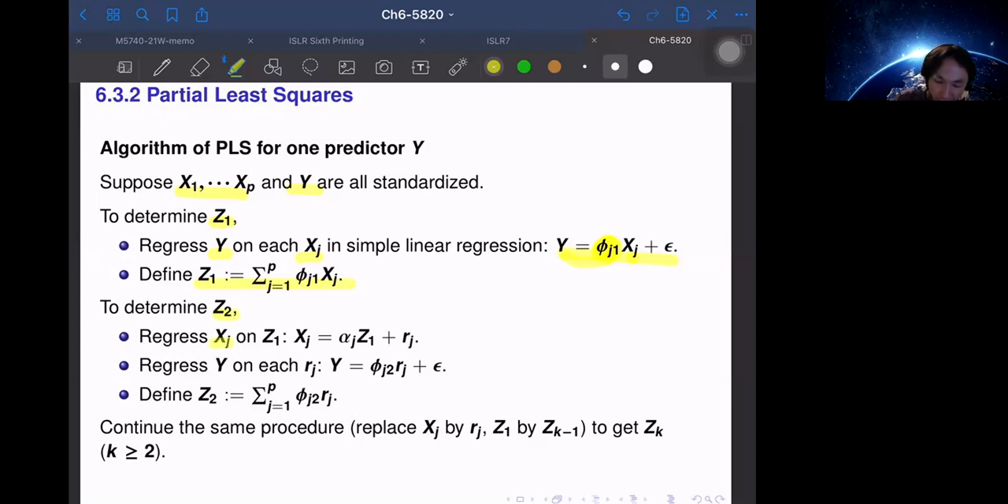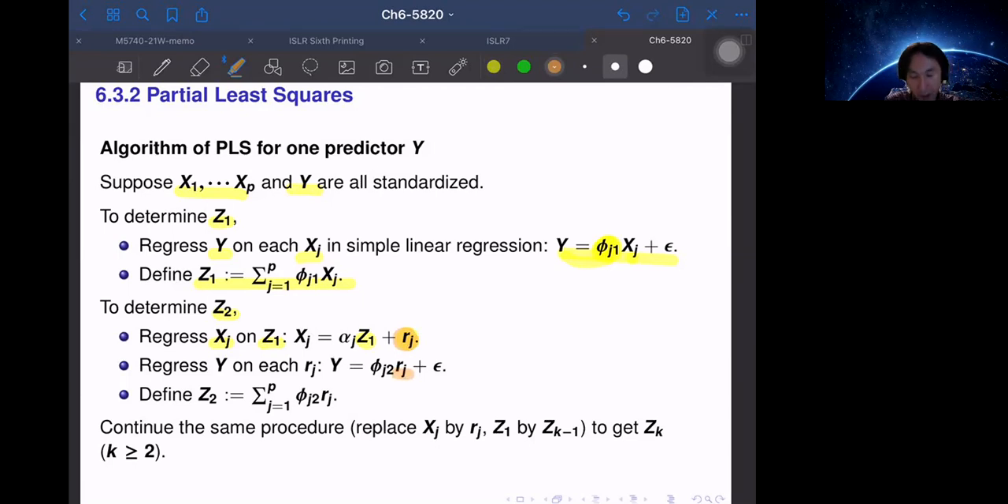So now we regress xj on z1. z1 has already been extracted, and we would like to get the second most important information. z1 is already taken as the most important information, so how about the second most important information, except for z1? We regress xj on z1, then we think about the residual, rj. We define this as the residual, and we regress y on this residual.